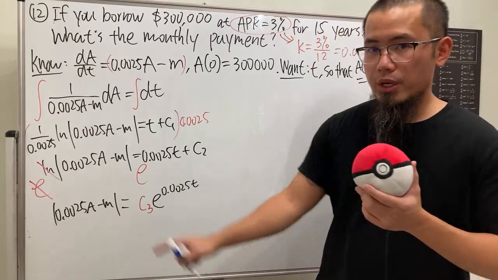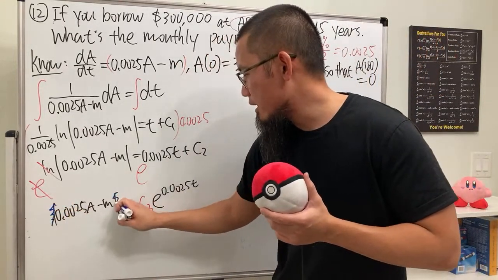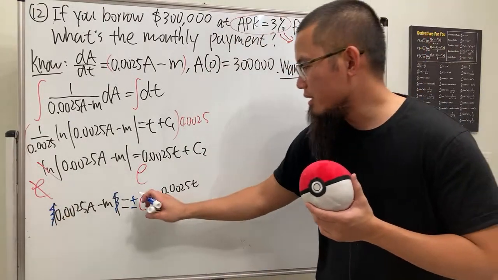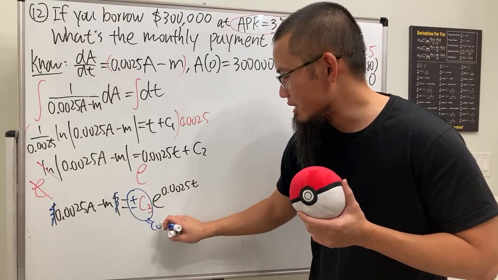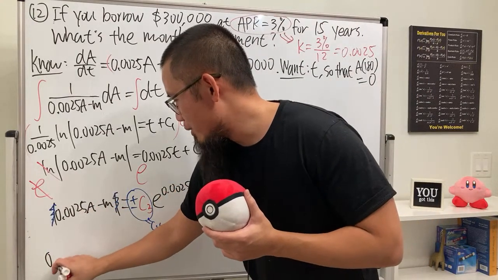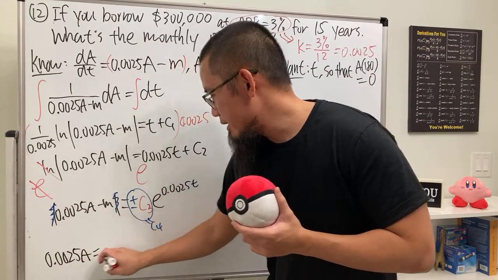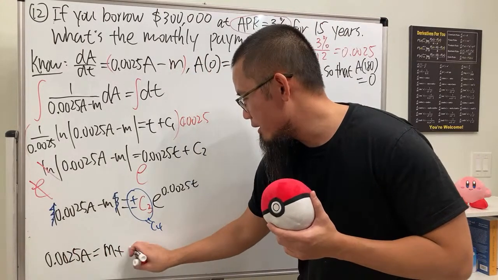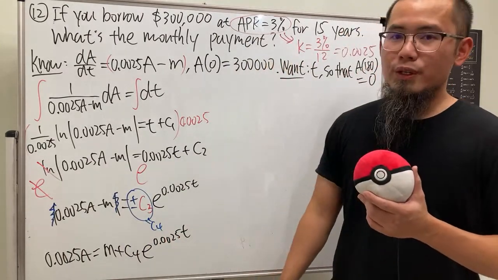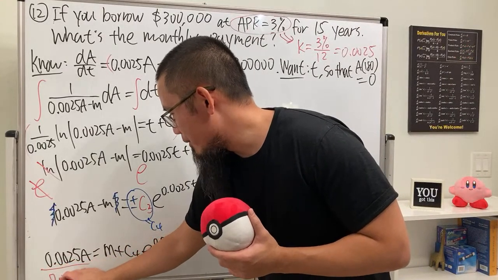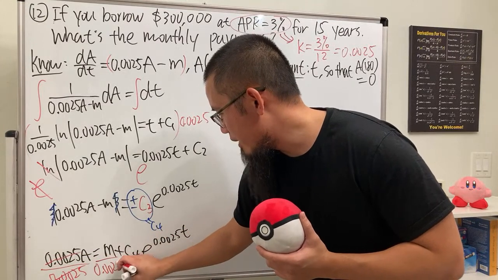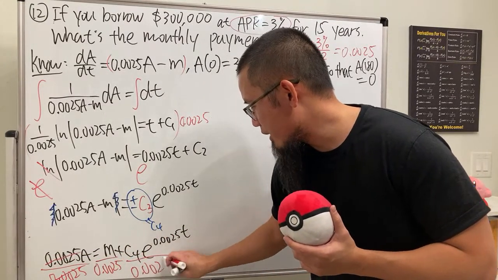And now we are going to get rid of the absolute value. Literally get rid of that, put a plus minus. Positive C3 is a constant, negative C3 is a constant. So together, we can relabel this as C4. And then I'm going to just move this to the other side. So we have 0.0025 A equal to M, and that's C4, and then we have e to the 0.0025 t. Whew. And then in the end, I'm going to divide everybody by 0.0025 so that this and that cancel, and then divide this by 0.0025 and divide this by 0.0025.